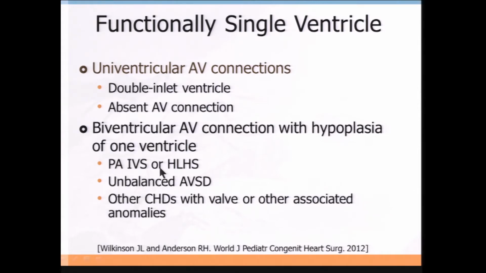Traditionally, these hearts were not classified as being univentricular, but nowadays these patients need Fontan circulation. That is, the management is similar, so it's very useful to use this functionally single ventricle category. Another example is unbalanced AVSD or other CHDs with valve or other associated anomalies.